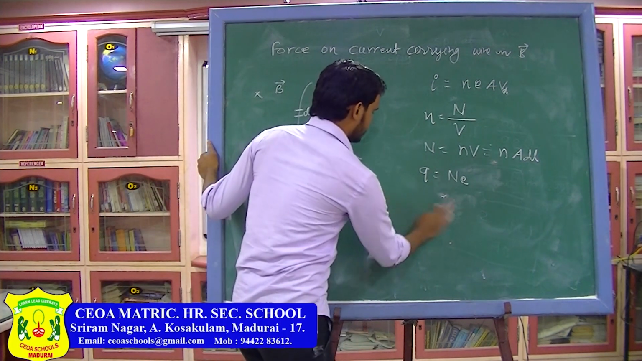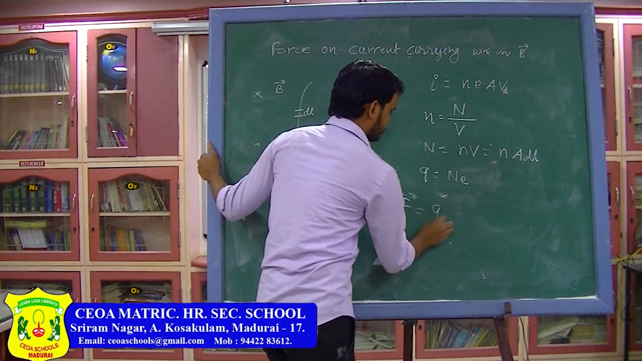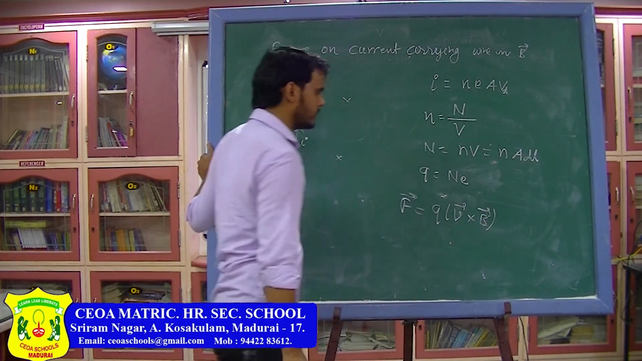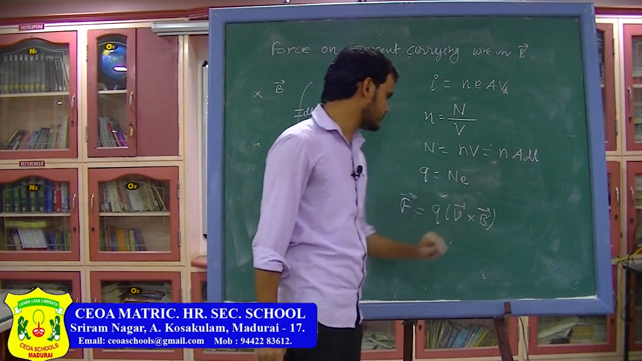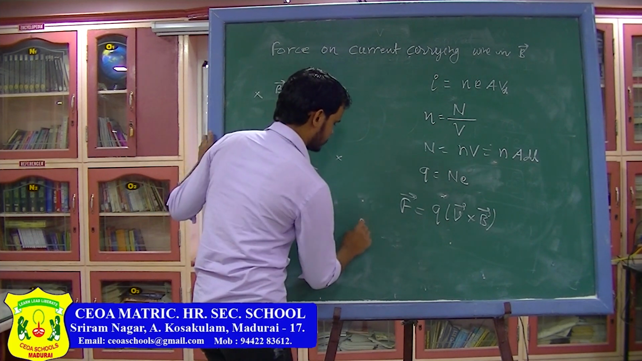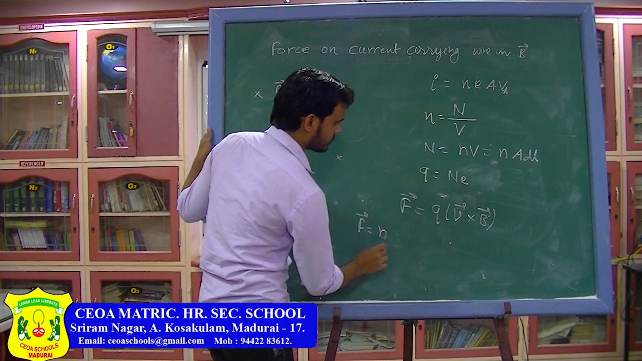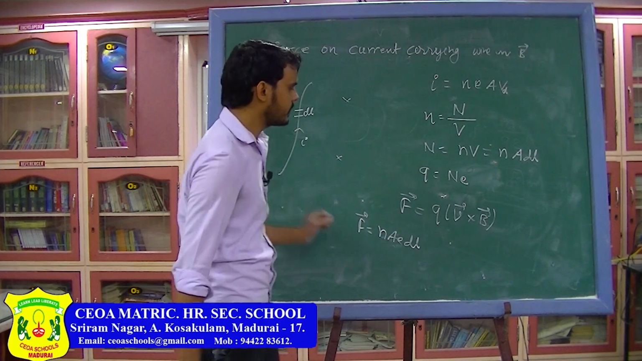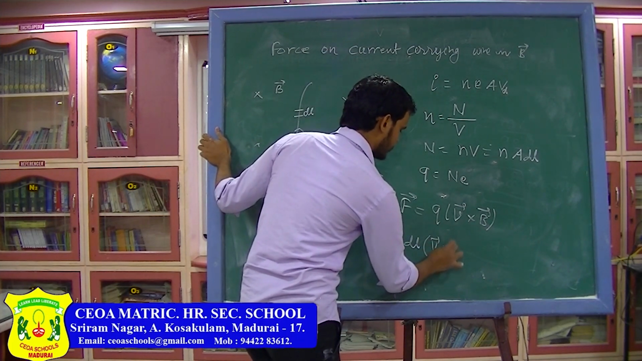Force on a charge can be written as q V cross B. Here charge is N into e, and N can be written as n A dl. So I can write this thing as n A e dl. Here velocity will be drift velocity, which is Vd cross B.